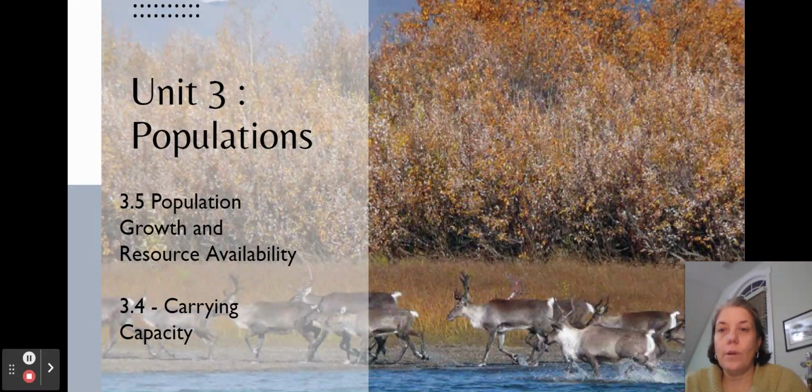Okay, this is Unit 3. This is about populations. We're going to start with population growth and resource availability and carrying capacity. This is going a little out of order from the course and exam description, but I think this is a good way to introduce populations to you.